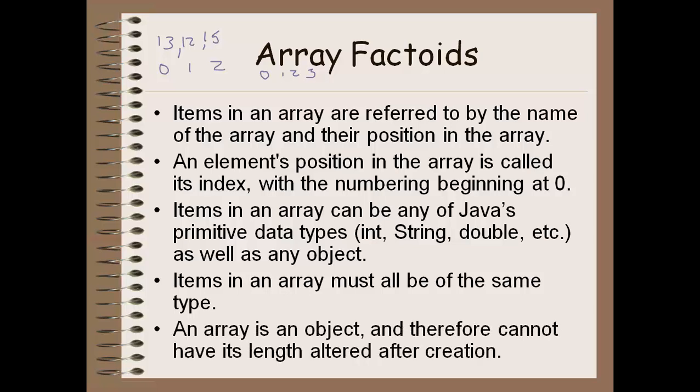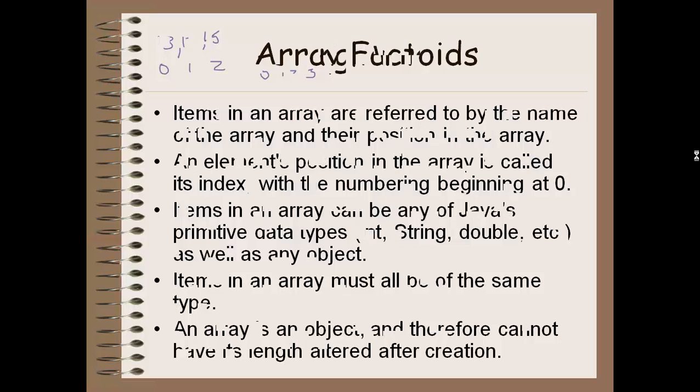And finally, because an array itself is an object, we can't have its length altered after we create it. So once I've decided I'm going to have 5 elements in my array, I have to have 5 elements in my array for the entire time that array exists. I can't make it any longer or shorter. I can change individual elements in the array, so I can change the values of certain variables in the array, but I can't make it longer or shorter by adding more or less elements.